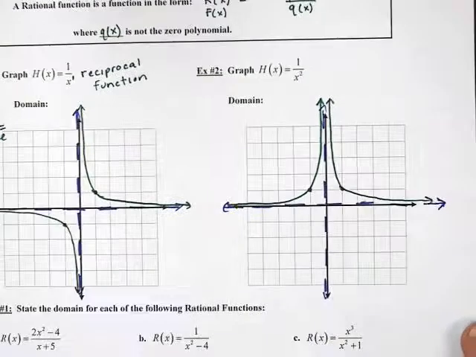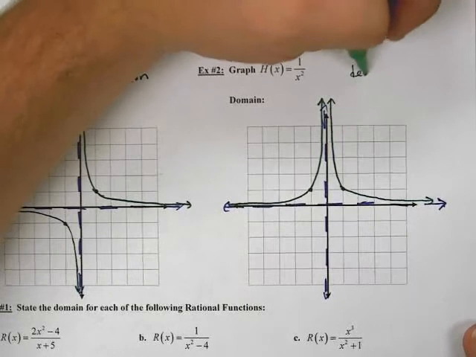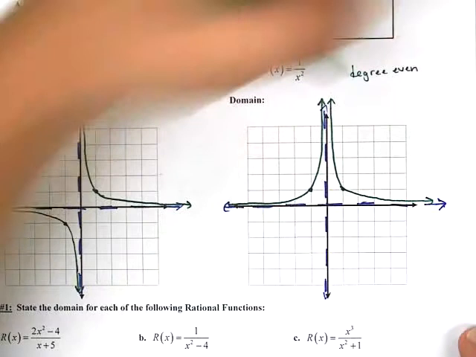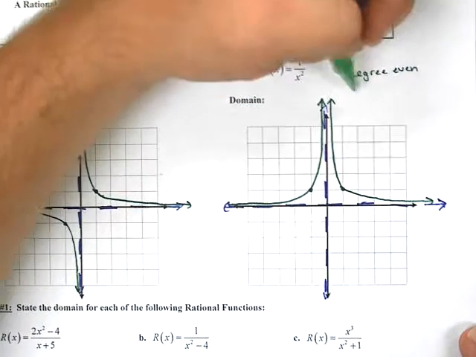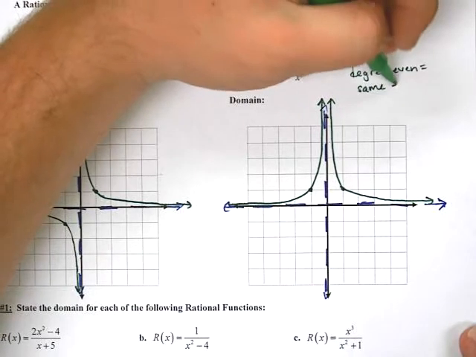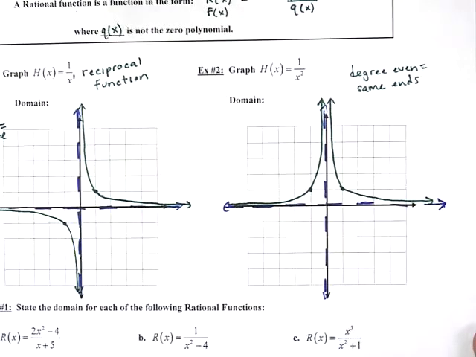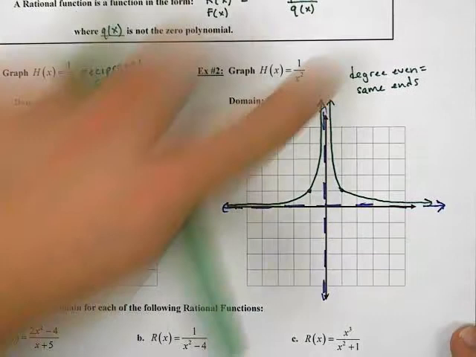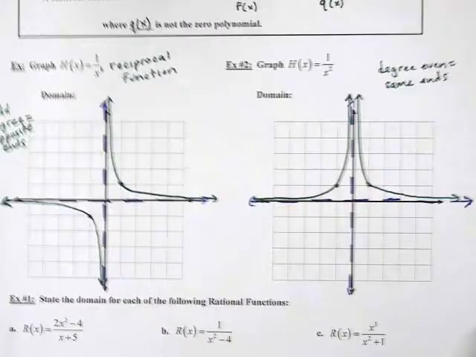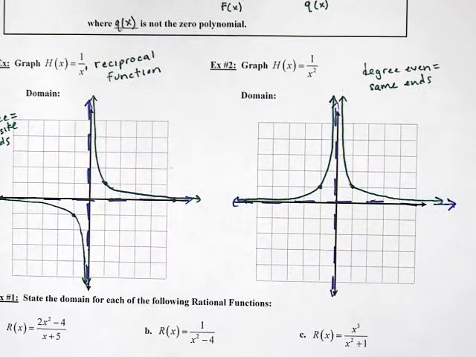Whereas now over here, my degree was even. And what do we say? Same ends. So even degree, same ends; odd degree, opposite ends. We'll practice more of that when the time comes.